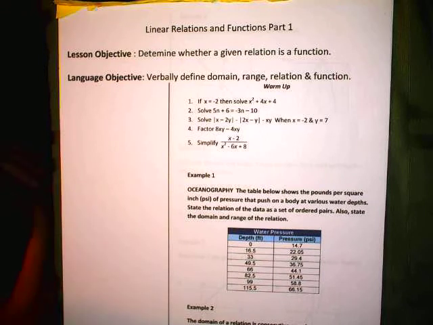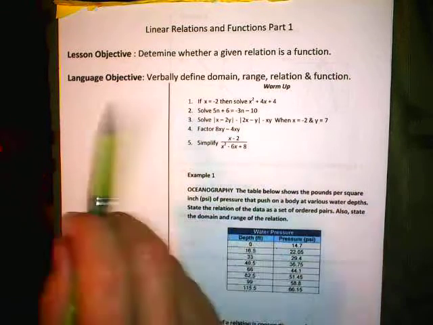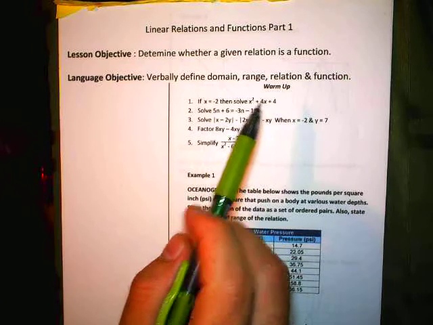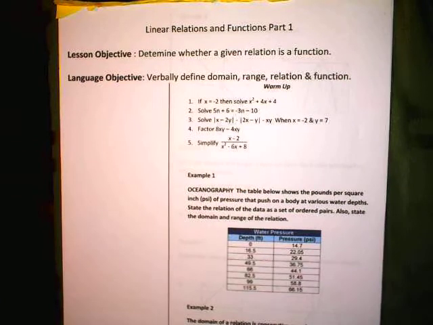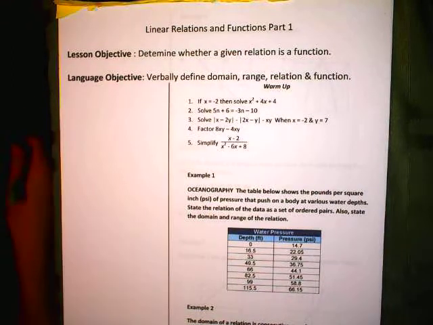Okay? So the lesson objective for lesson 1.1 is to determine whether or not the given relationship is a function. The language objective that's on here is more for complete understanding than anything else. If you can verbally define what a domain, a range, a relation, and a function is, you're going to be okay with this section.